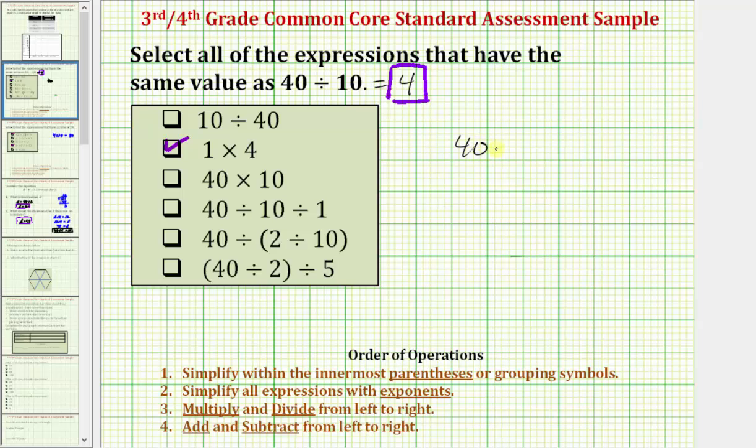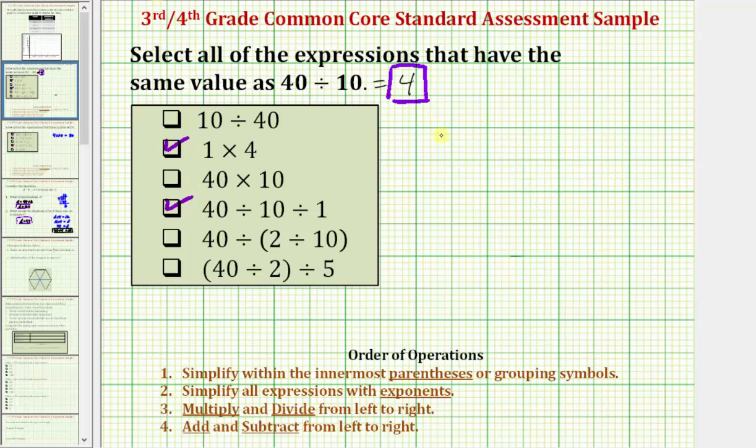Next we have 40 divided by 10 divided by 1. Notice how we have division twice in this expression, so we work our way from left to right dividing. So we first want to determine what is 40 divided by 10, which we already know is equal to 4. So this expression simplifies to 4 divided by 1, which is equal to 4. This asks how many 1s are there in 4, which is 4. So this expression also has a value of 4.